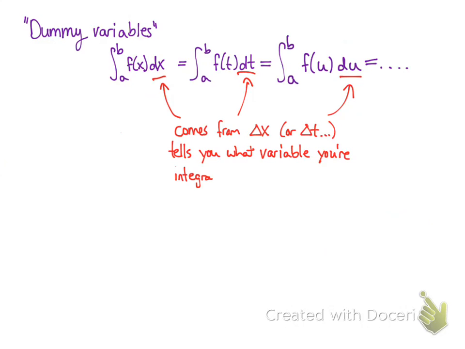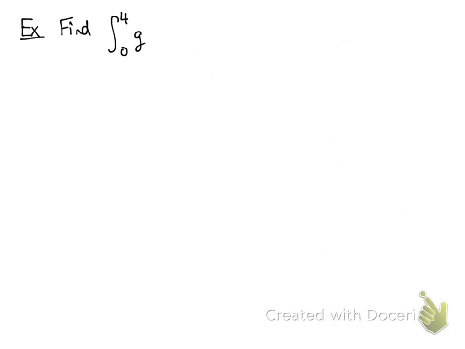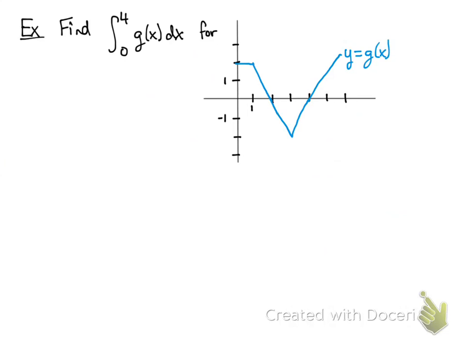Mostly, it will just tell you what variable to integrate with respect to. That is, if you see dx, then you're thinking of x as the variable to take the integral of. If you see dt, then t is the variable. Okay. So let's look at one example of a definite integral.